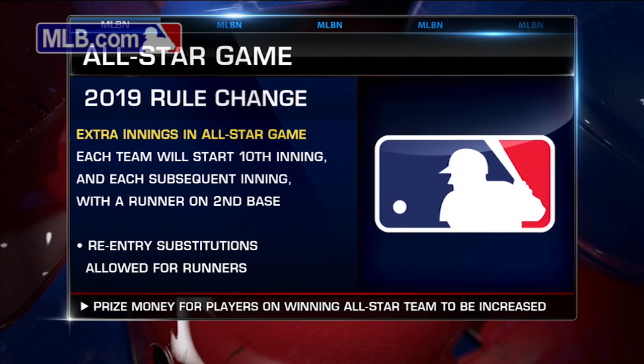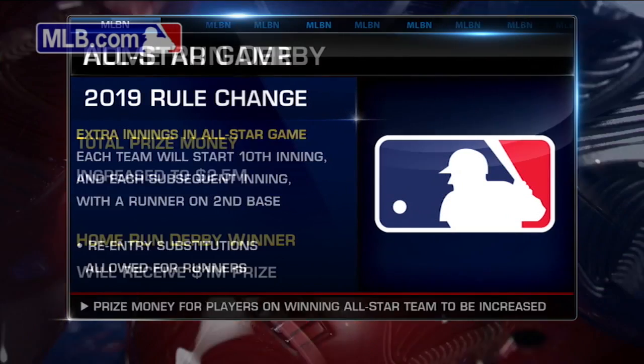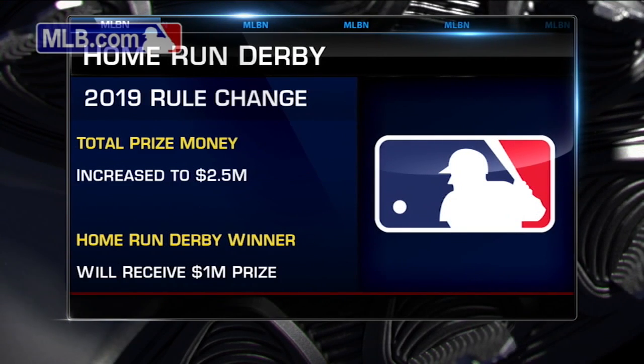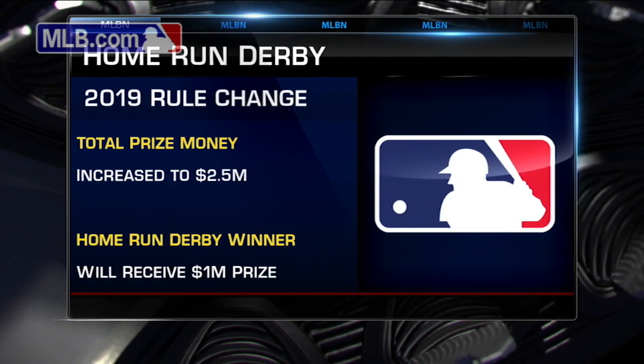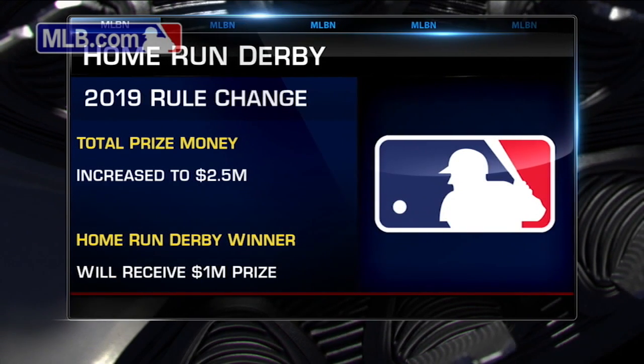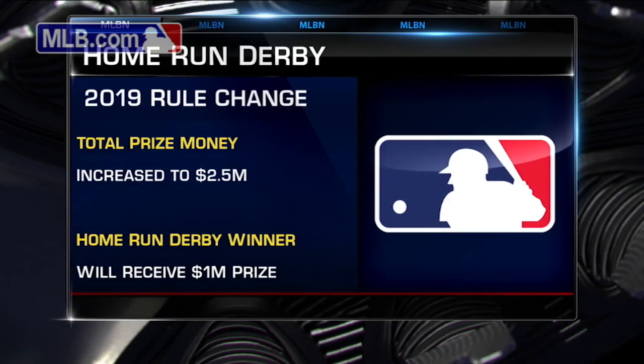The prize money for the players on the winning All-Star team is going to be increased. But how about this? The home run derby winner is going to receive $1 million. Keep in mind, Aaron Judge won this thing. At that time, he was making far less than $1 million a year.